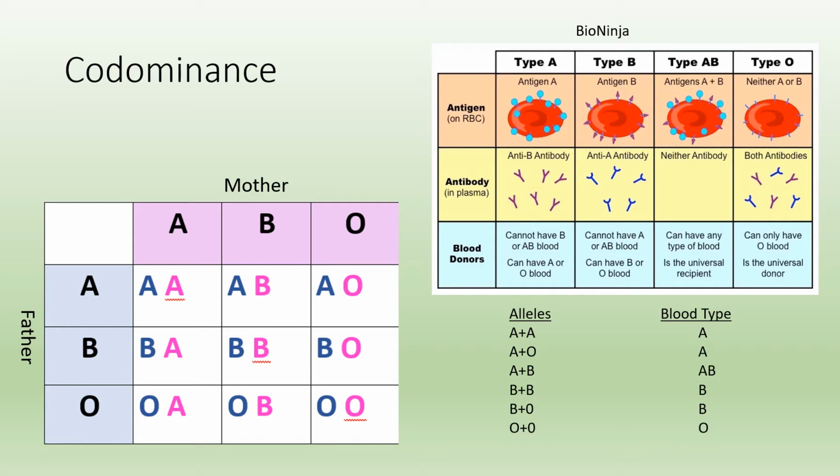If you've got 2 A's or an A and an O, you get type A blood. If you have an A and a B, you get AB blood. 2 B's or a B and an O, type B blood. In order to get O, you have to have 2 O alleles. So, O is recessive to both type A and type B, but A and B are co-dominant. You see both of those characteristics in the blood cells.